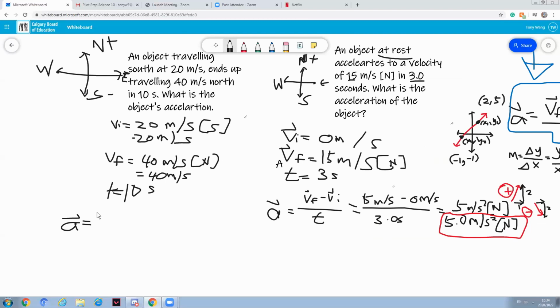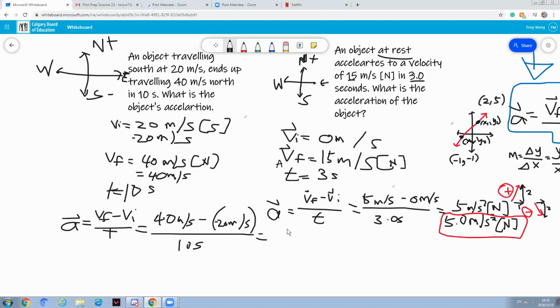Final velocity minus initial velocity divided by time. Okay, so it'll be 40 meters per second minus negative 20 meters per second, divided by 10 seconds, which is going to be 6 meters per second north. This is your final acceleration.